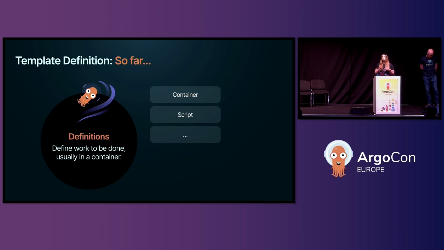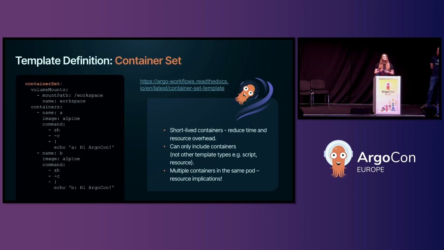But both of these types do have some limitations. What about if we want to be able to run multiple containers in the same pod and we want to control some dependencies between those containers? We want to order them. This is what the container set template is designed to help us with. It allows us to run multiple user-defined containers in a single step, so a single pod, and to define the order in which they run.